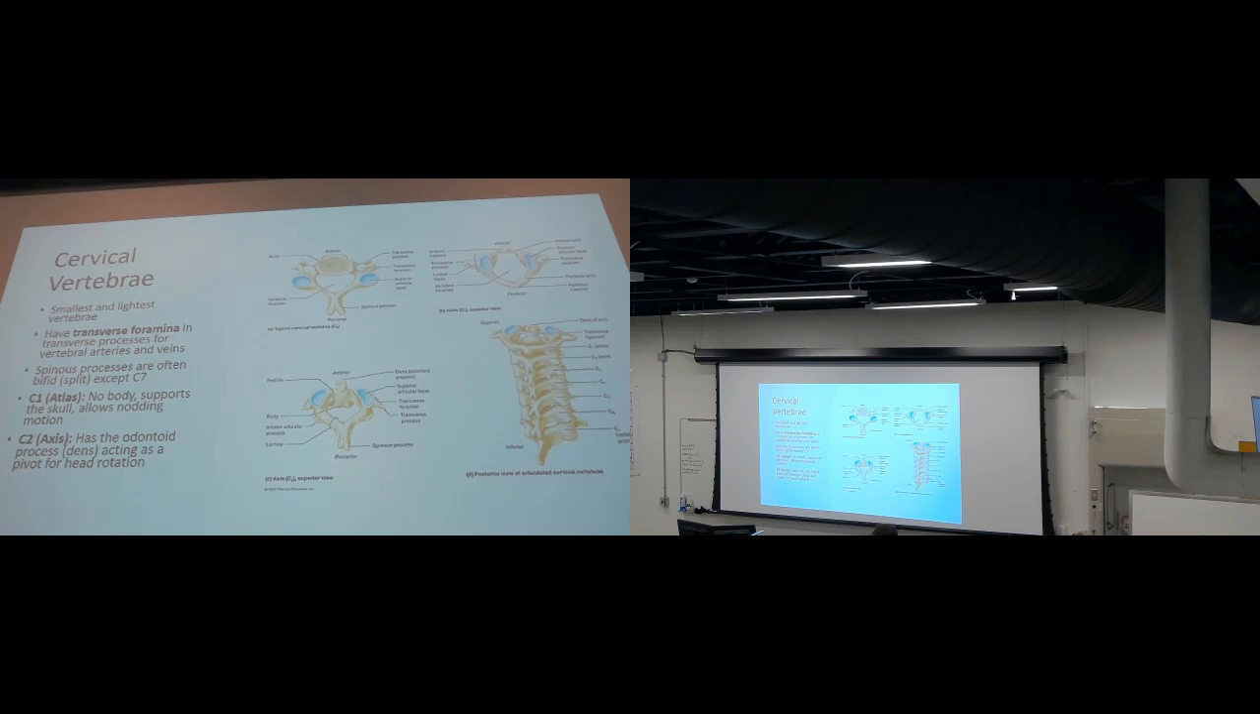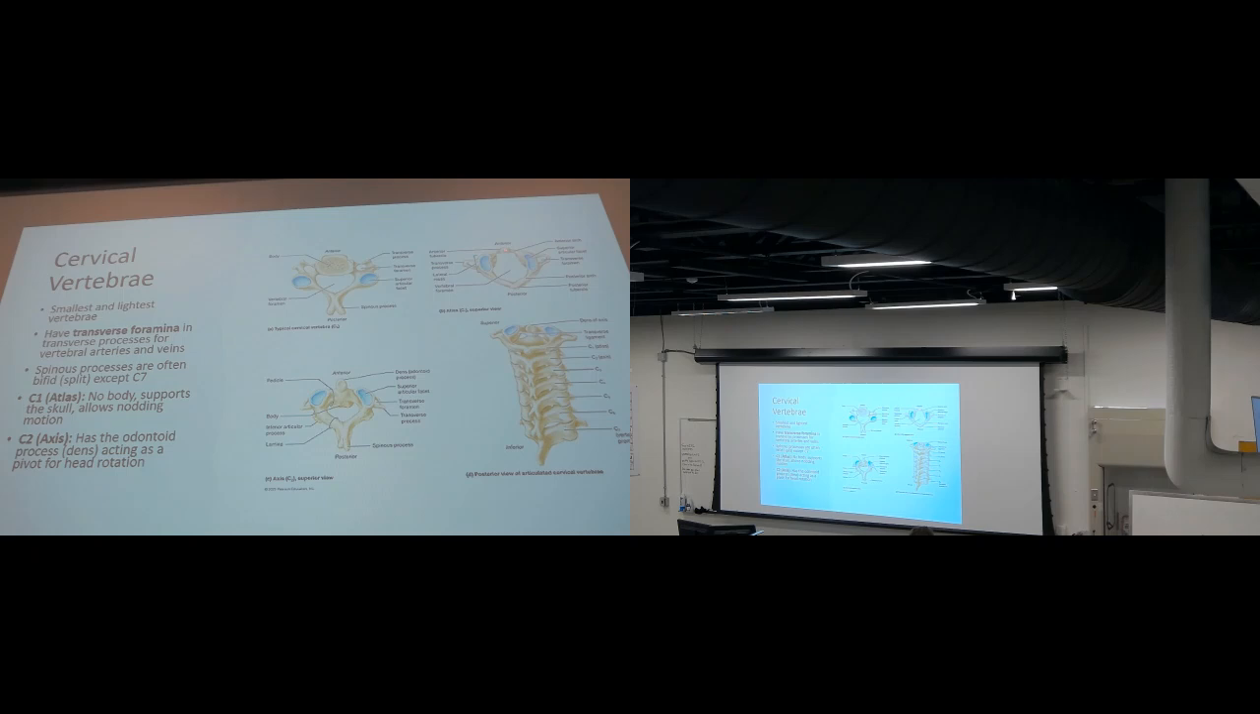So I will be doing this. Okay? So this is the Atlas then. These are the lateral masses. This is the superior articular facet that articulates with the occipital condyles. This is the transverse process with the transverse foramina. This is the anterior arch.